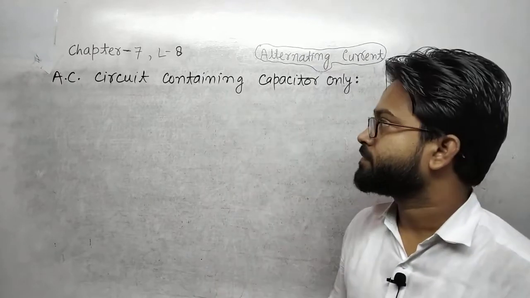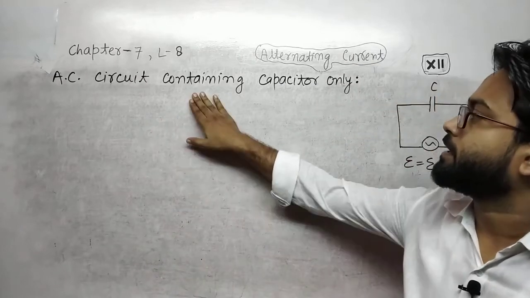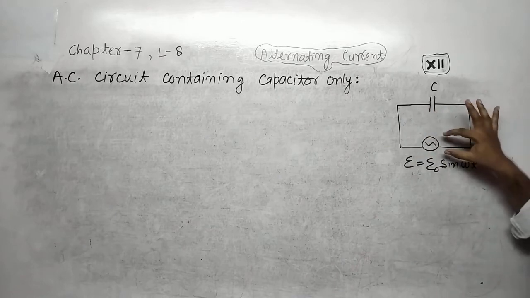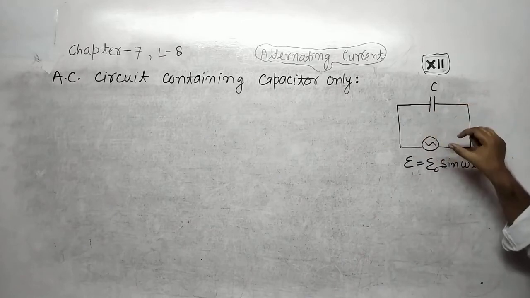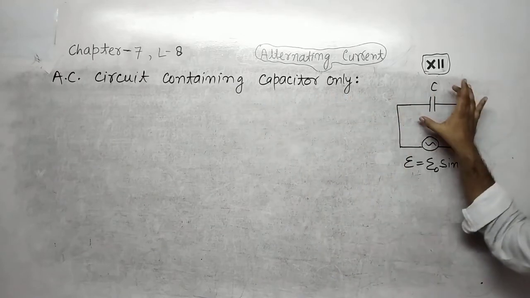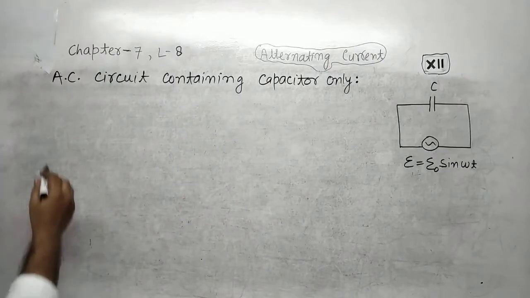Hello students, in lecture 8 we will discuss the AC circuit containing a capacitor only. This is the AC circuit and this is the AC source, and this circuit contains only a capacitor. What will happen? Let us see.